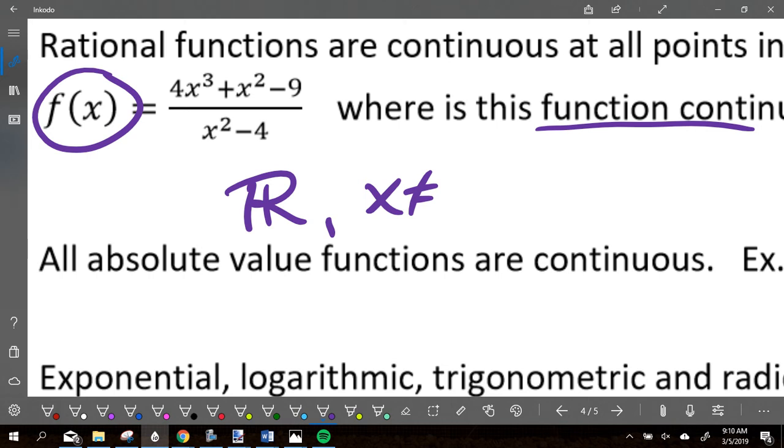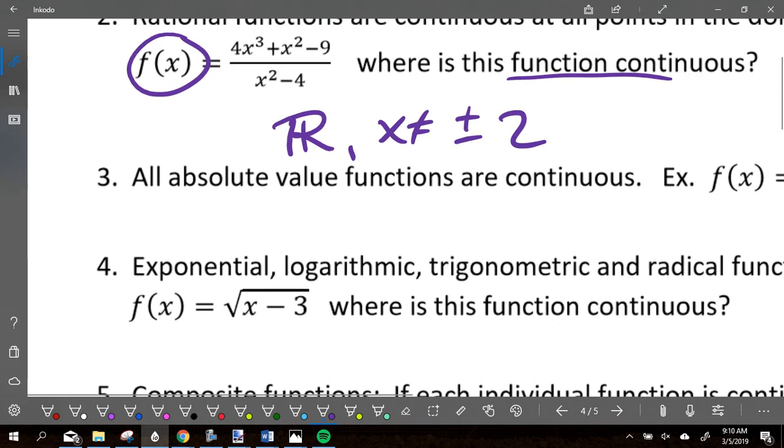Plus or minus 2. Why is it not continuous at plus or minus 2? It could be a hole or an asymptote. Either one, I really don't care which it is. It doesn't matter. They're both not continuous. If it's a hole or if it's an asymptote, it's not continuous.